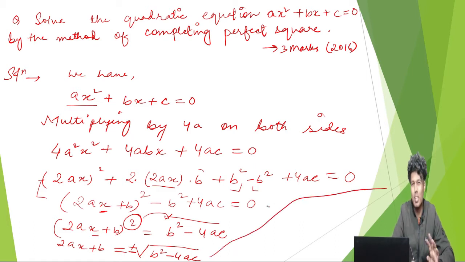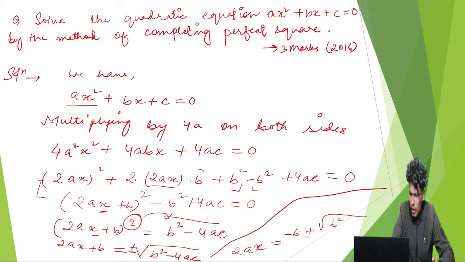Let me just write, because I've taken very small space, sorry for that. So we need to find the value of x. So 2ax, you write down 2ax is equal to, you take b to that side. Okay, so it will be minus b plus minus root over b square minus 4ac.